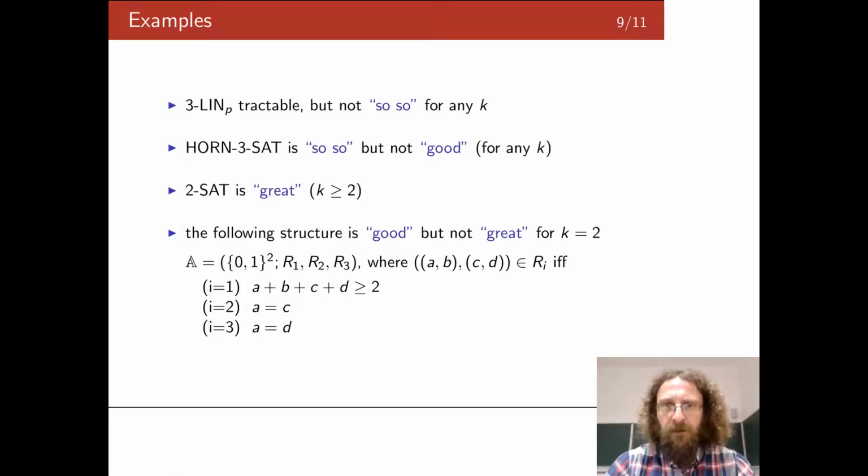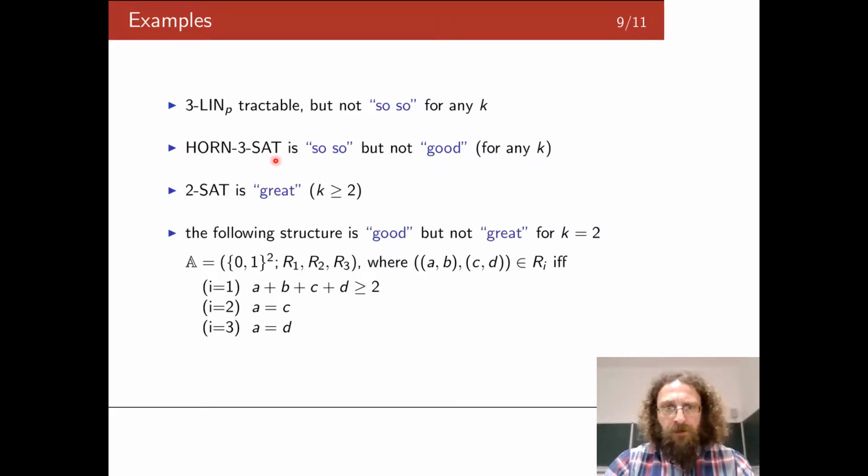Let's look at some examples of computational problems and see how good they are. The problem of solving systems of linear equations over Z_p is, of course, solvable in polynomial time, but the k-consistency algorithm is not good enough. That is, for no k can the k-consistency algorithm correctly decide every instance of this problem.